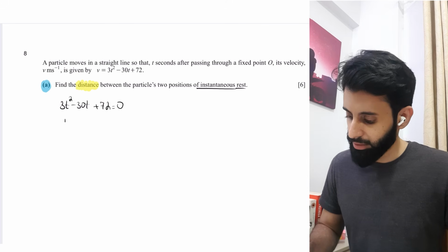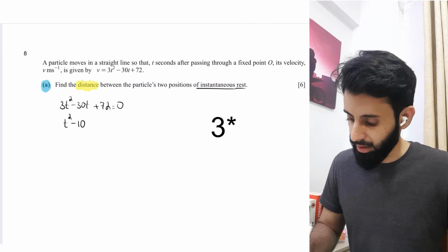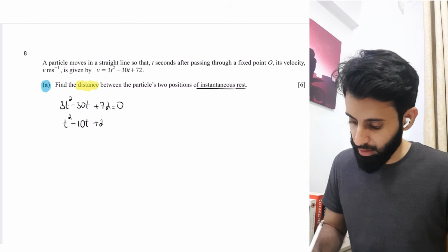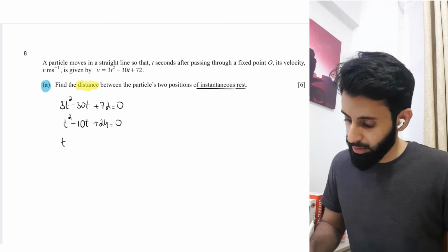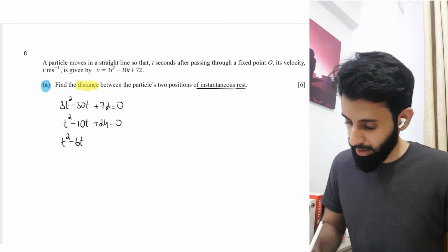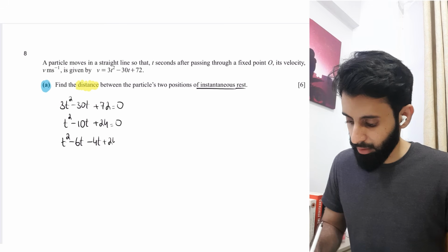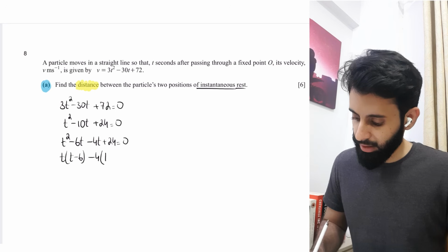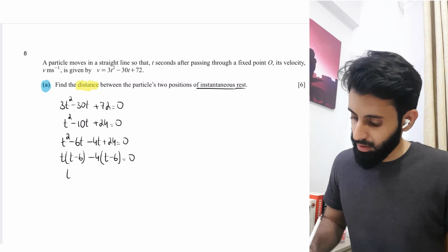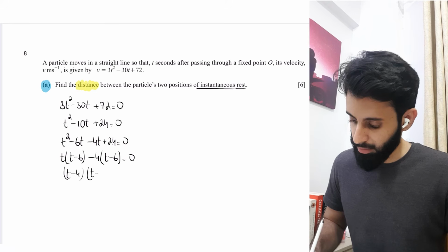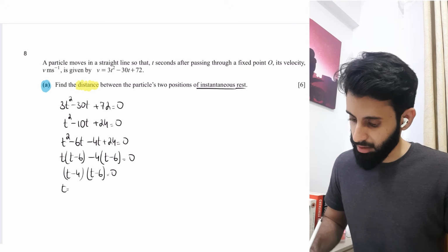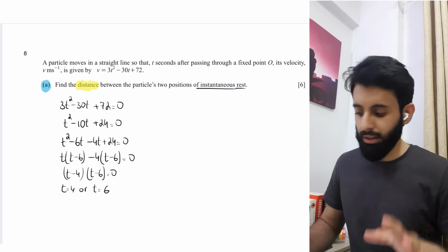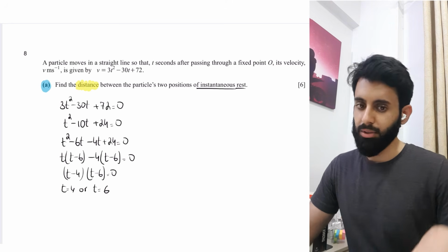So first thing that I should do is I should probably divide this equation by 3. That's going to make life slightly easy. So 72 divided by 3 is 24. So plus 24 equals 0. So we can do this with the help of middle term breaking, and we're going to get t squared minus 6t minus 4t plus 24 equals 0. Now let's factor out t. So we have t minus 6. And then let's factor out minus 4. So we have t minus 6 again. So now we're looking at t minus 4 times t minus 6 equals 0. That means t is equal to 4 or t is equal to 6. Okay, so now we just have the two values of t where the particle comes to rest instantaneously.